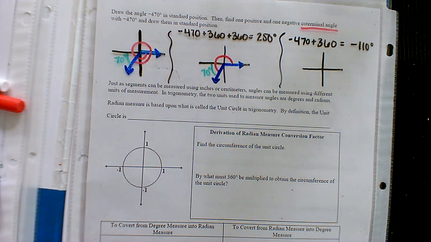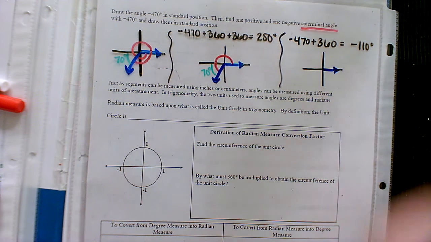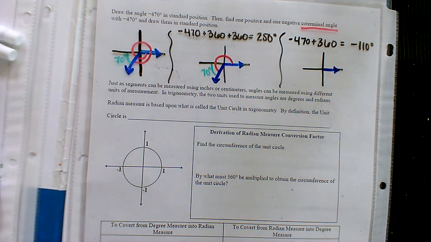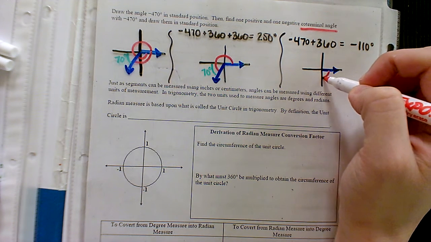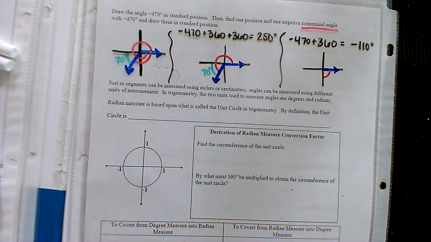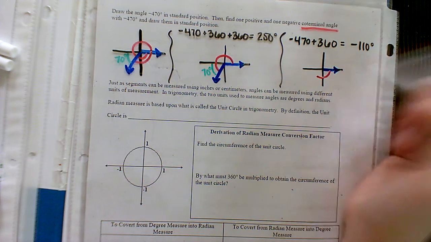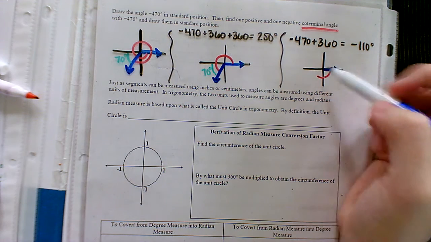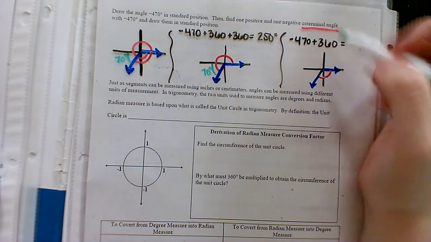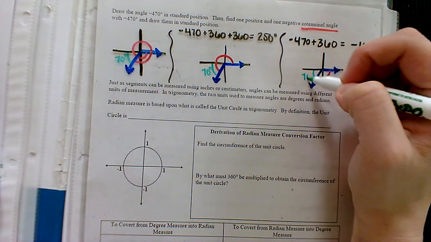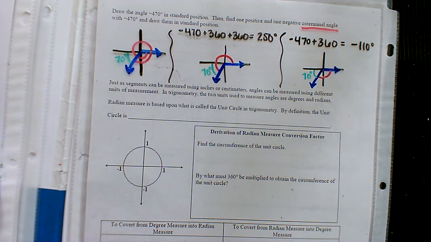So let's see what that would look like. We would start on the initial side. Since it's negative, we're going to travel backwards, aka clockwise. So if we go one quadrant, that's only 90 degrees, but we need to get to 110, so we need a little bit more into that third quadrant, and we'll draw our terminal side. Terminates in the same spot, so we have the same reference angle.